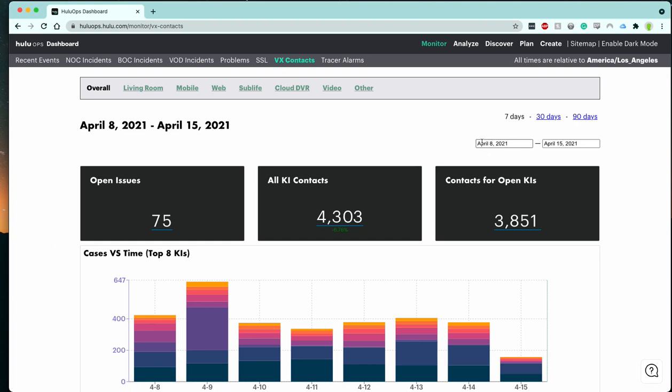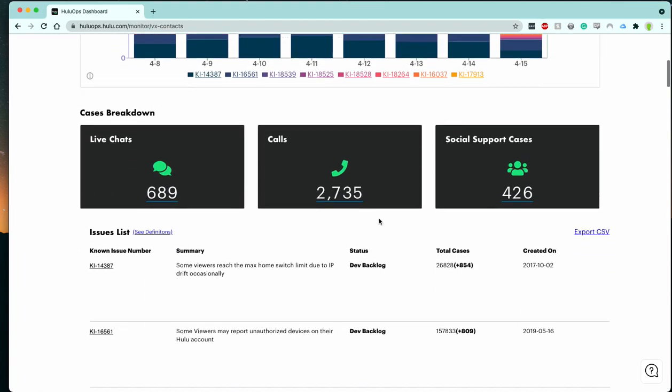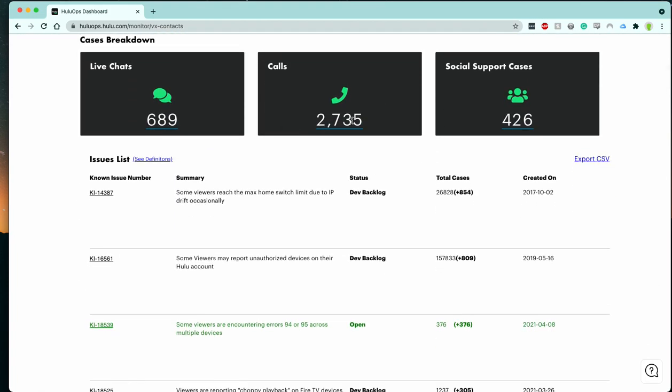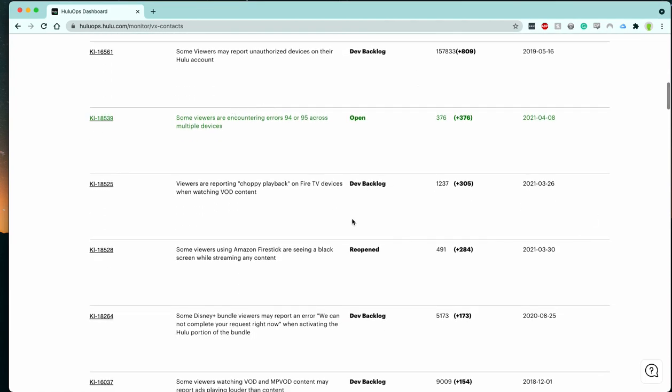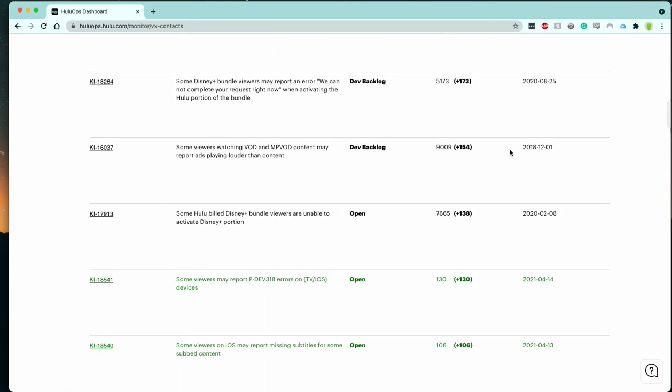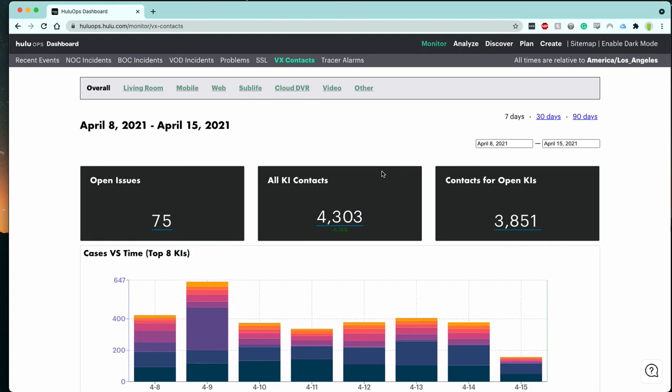And so if I'm looking at the last 7 days, I can see that there are 75 open issues. There have been 4,300 contacts. I can see how many live chats, how many calls, how many social support cases, and then I can get a breakdown of all of the most outstanding issues currently coming into the VX organization, or the viewer experience or customer care organization. So this is that contextual awareness of, in the world of ops, how big is this problem?